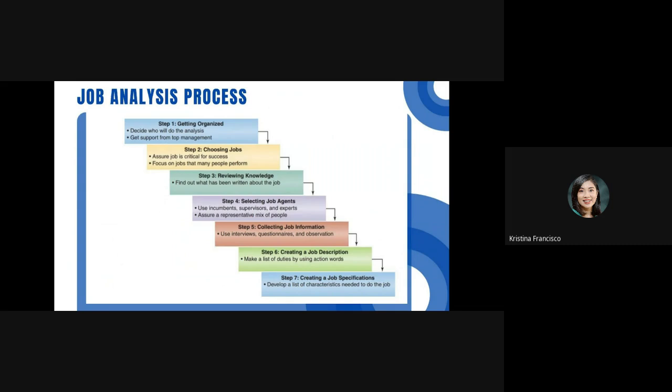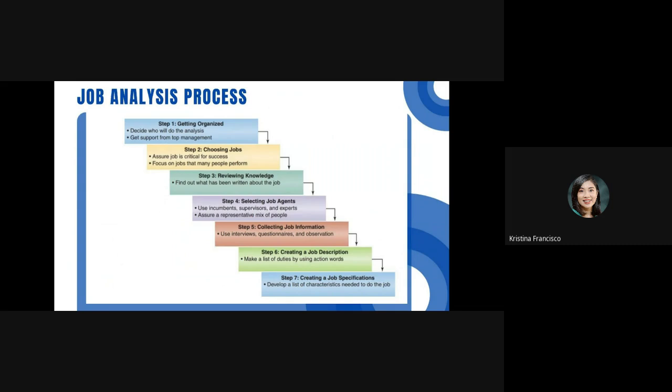We have here selecting a job agent. Balikan lang natin saglit on this one. So we have here job agents, job incumbents, why they are necessary or crucial for this step.